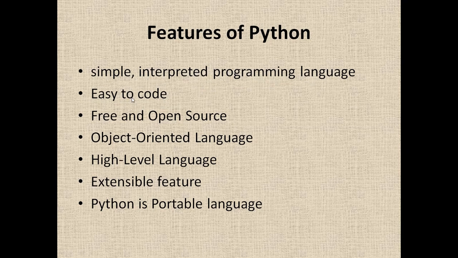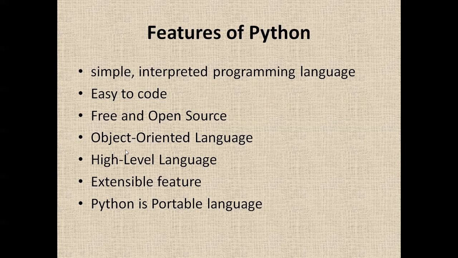Next, it is easy to code. Next feature is free and open source. You can download Python from the python.org site, and it does not cost a single penny. That's why it is called free and open source. Python is also an object-oriented language, and it contains object-oriented features.